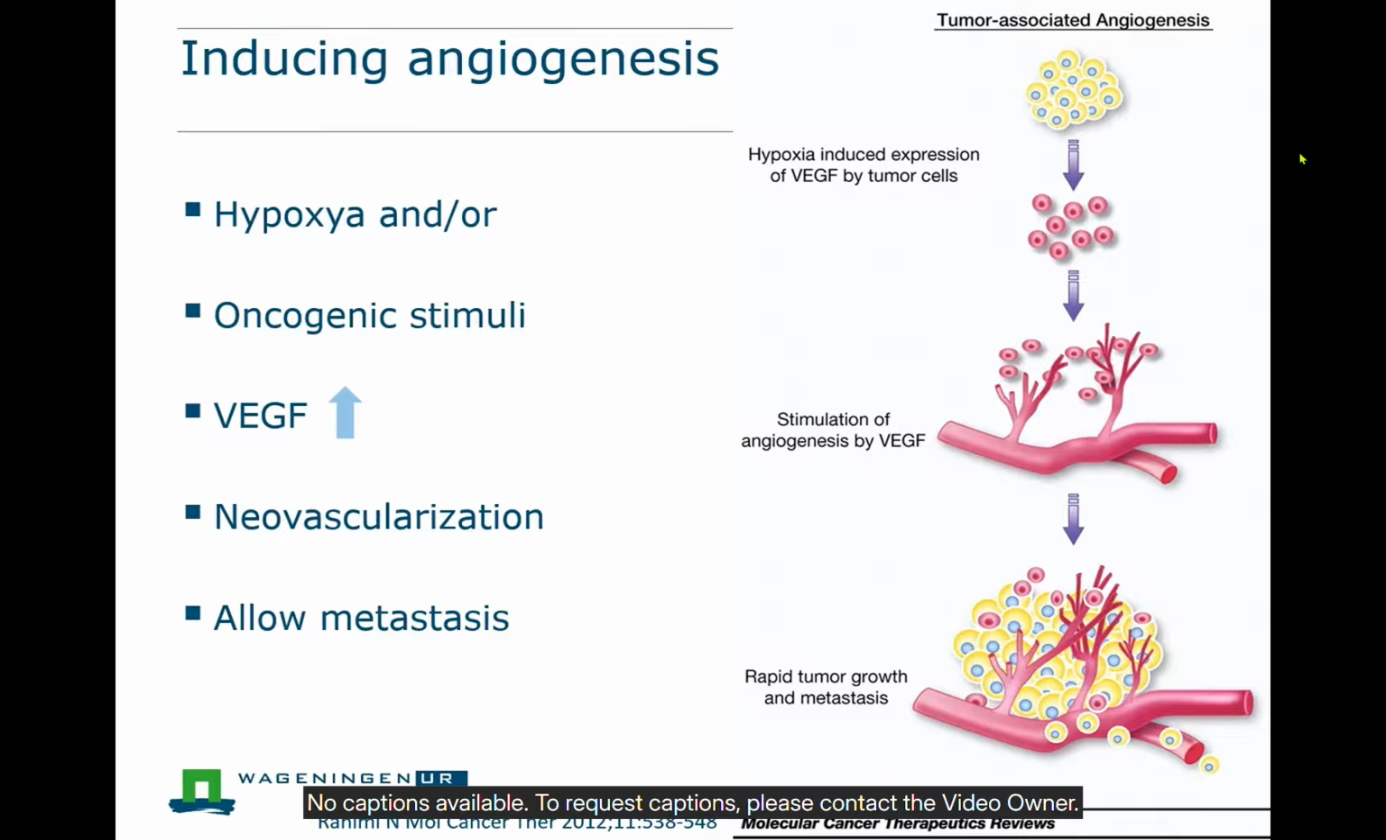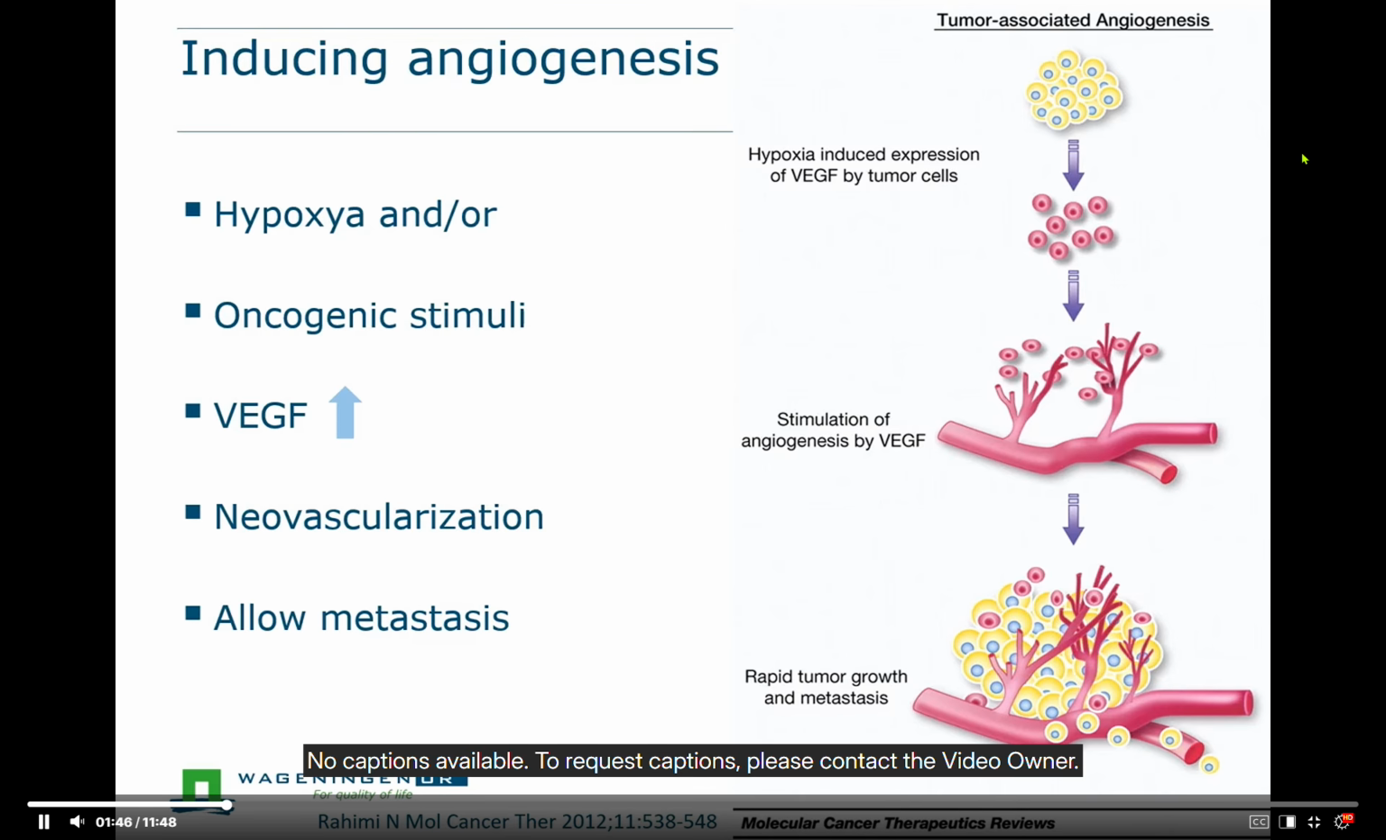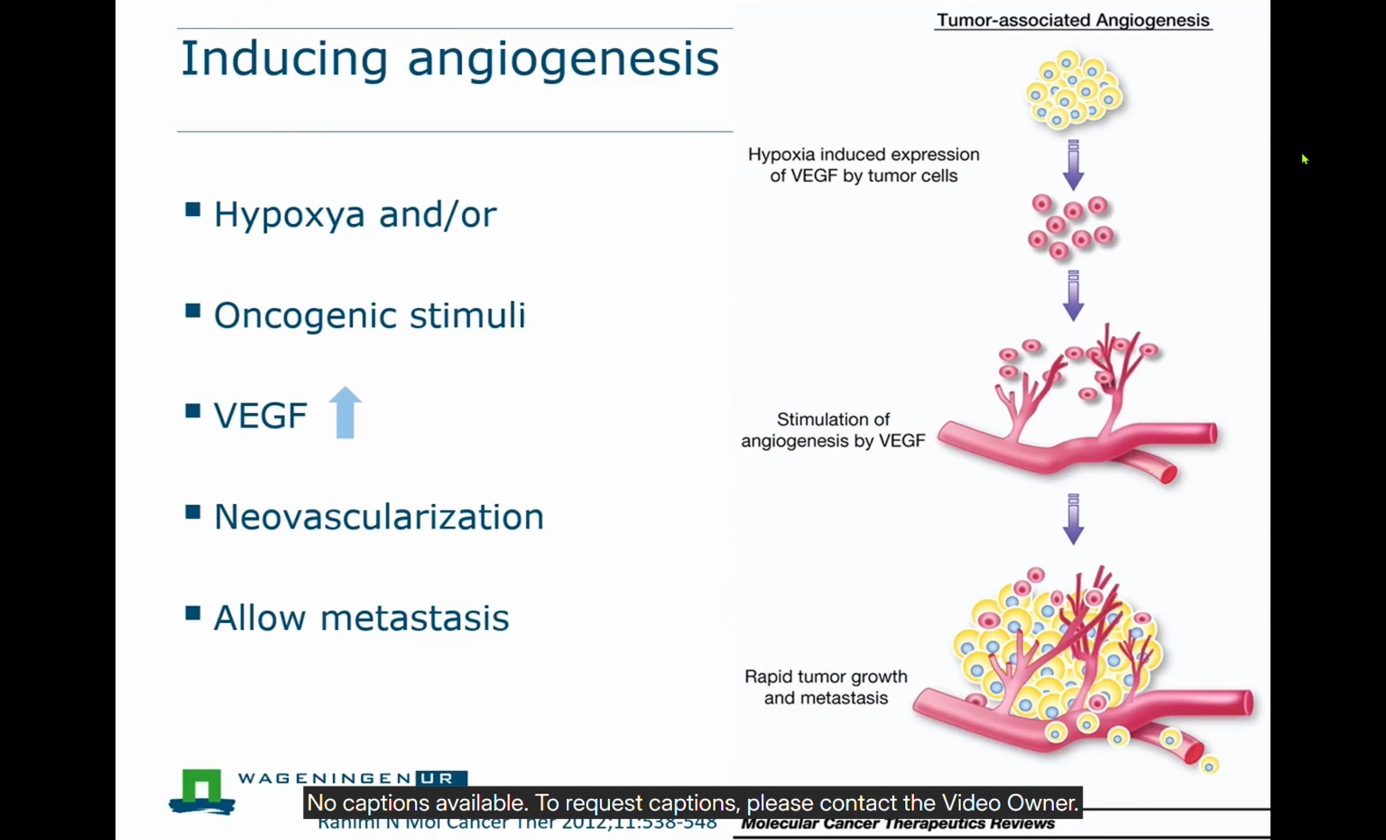The formation of these new blood vessels is not only important for cancer growth, but may also play a role in cancer spread or metastasis, because cancer cells that can enter the bloodstream may travel to other sites of the body and form the metastasis over there.